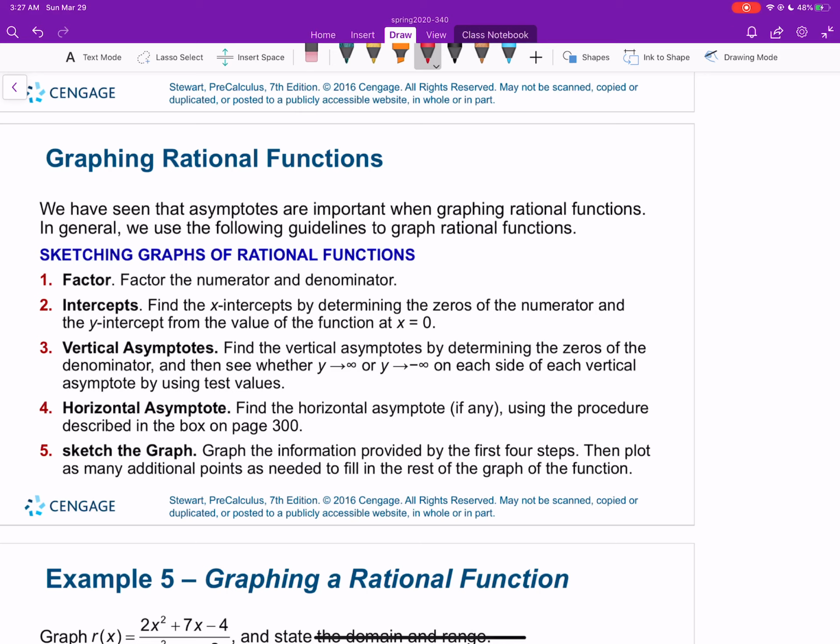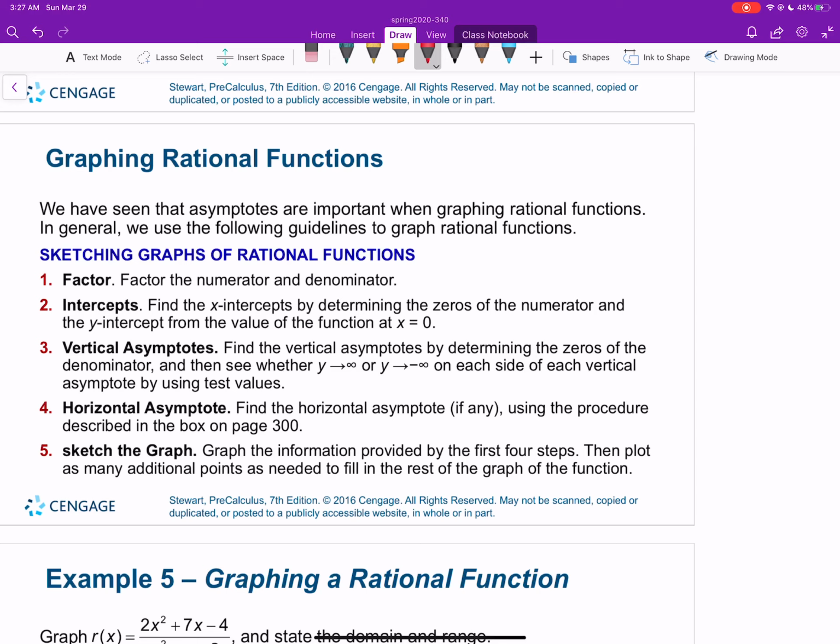So the plan is simple. If you're given a rational function, if it's not in factored form, you want to get it in factored form. So that's the first thing. You want to factor the numerator and denominator. You can also find the intercepts pretty easily. Set x equal to 0 to find the y-intercept, and then set the numerator equal to 0 to find the x-intercept. Then step number 3 is find the vertical asymptote.